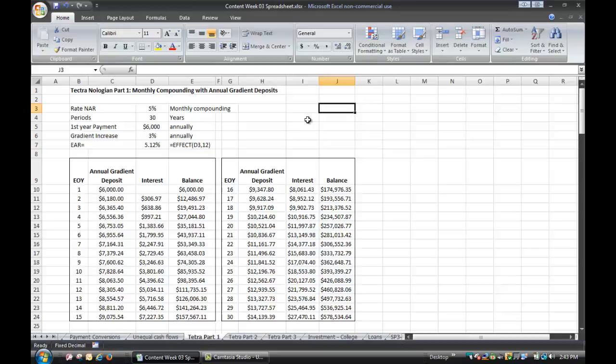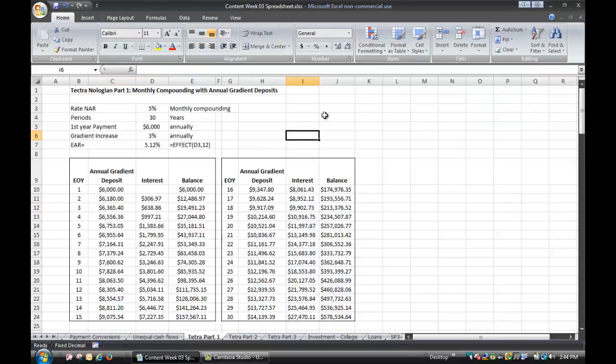Tectra has decided to invest in an annuity annually. She gets a bonus every year, and she's going to put $6,000 in the first year payment, and then every end of the year take a certain amount of her bonus and put it in this retirement plan. And each year she expects that to increase 3% annually. So if it's $6,000 in the first year, 3% greater is $180, so she'd put in $6,180 in the second year, $6,365.40 in the third year.